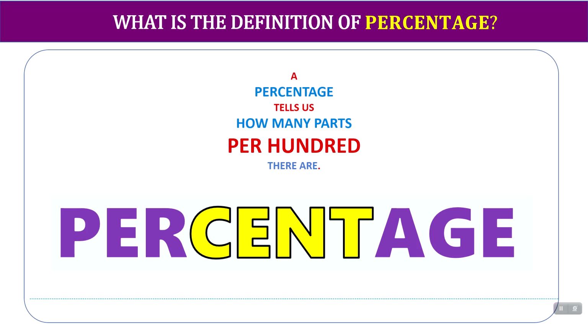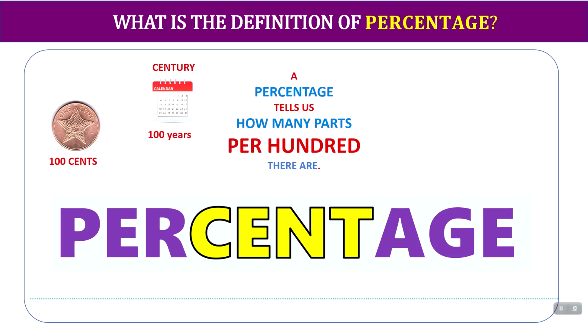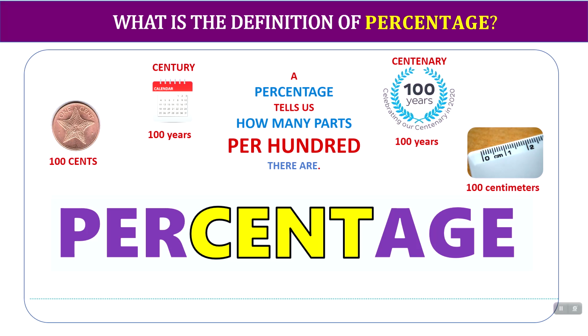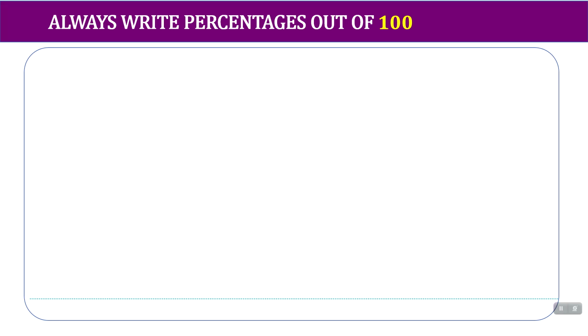And if we look at the word percentage, we see the word C-E-N-T, cent, right in the middle. We know that 100 cents make a dollar. We know that there are 100 years in a century. We know that if we celebrate 100 years, it's called a centenary, and that there are 100 centimeters in a meter. So this can help us to remember that cent means 100 and percentage means we're going to be dealing with the number 100. We always write percentages out of 100.